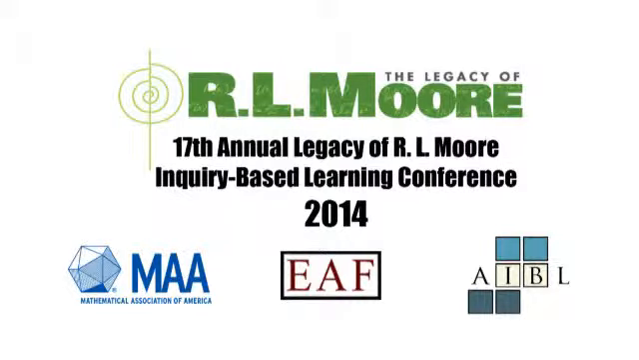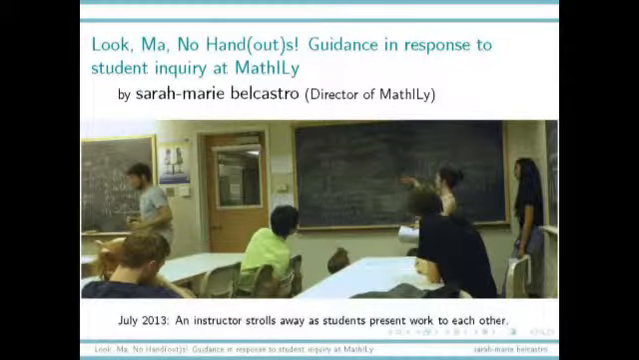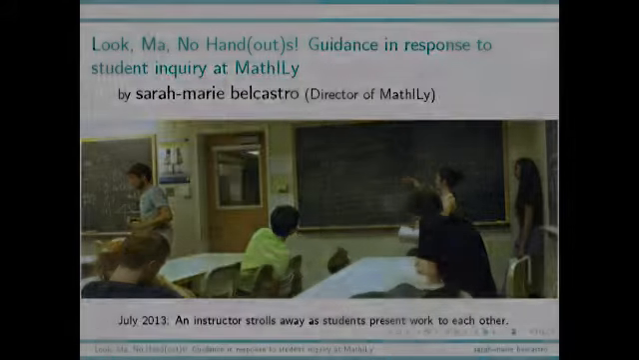So here's the overall structure of this quote-unquote talk. First, I'm going to tell you all about what Mathly is for the first section, and you should please feel free to interrupt me and just ask questions whenever you want.